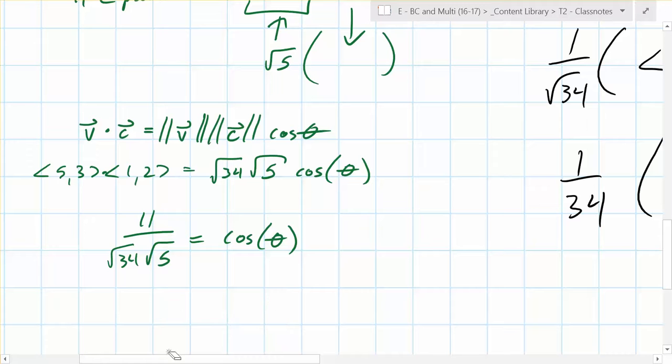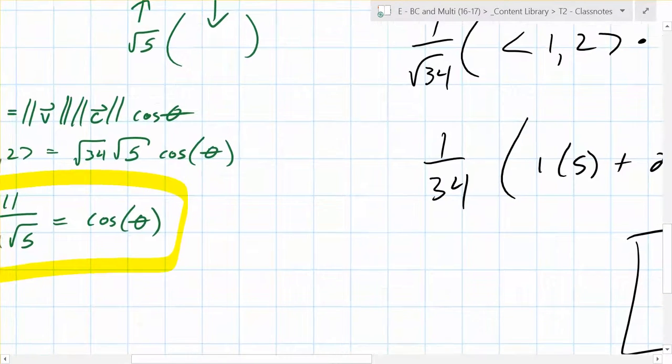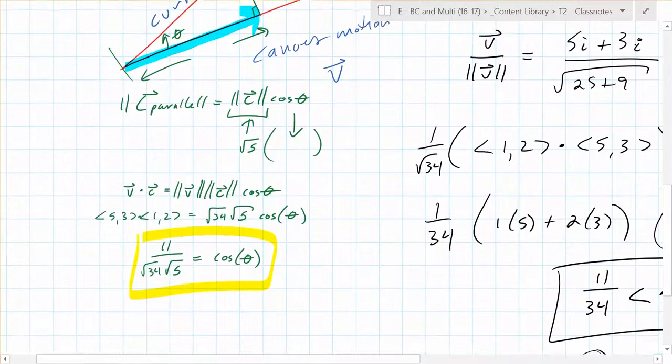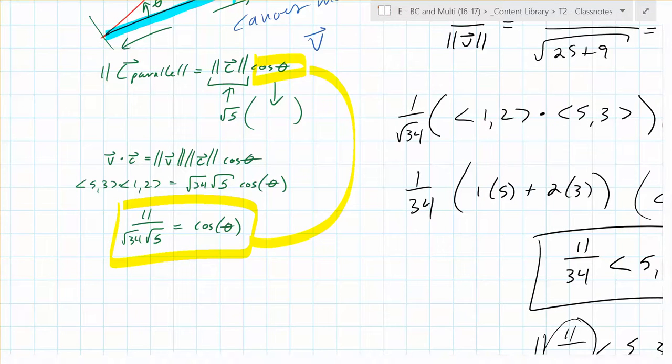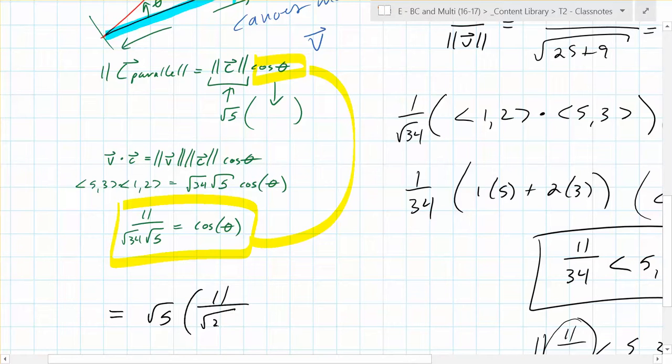Oh, wait! You can just take the whole cosine, right? You could even take the radical 5 and put this right here. We don't need to actually find cosine. So now it's going to be root 5 times what? 11 over root 34 times root 5. So it cancels, and it's just 11 over root 34.